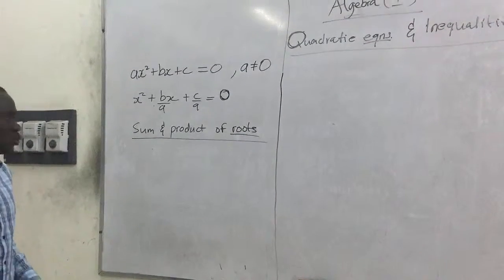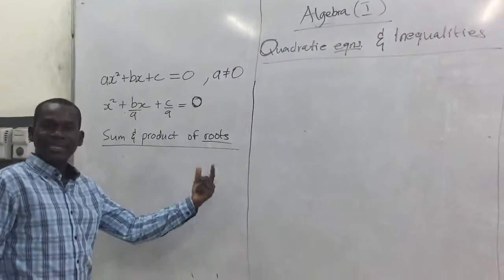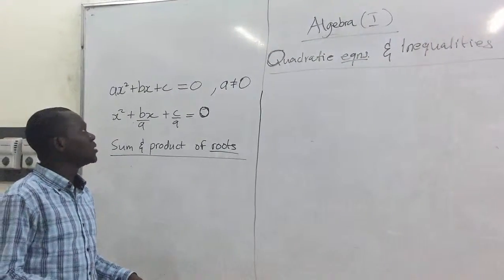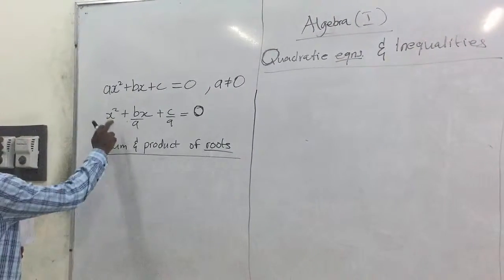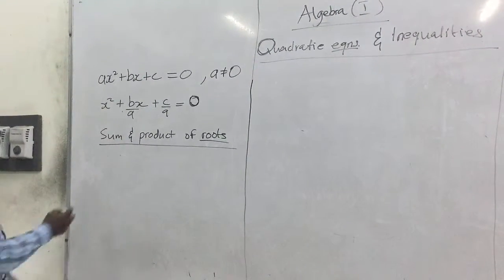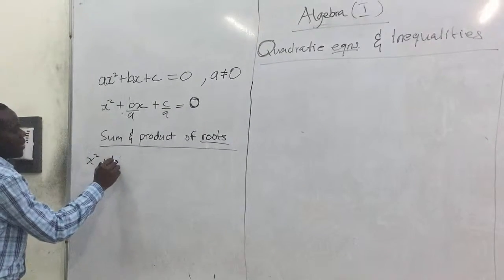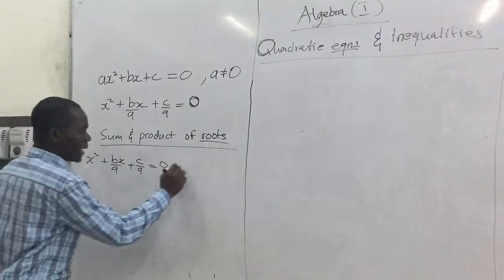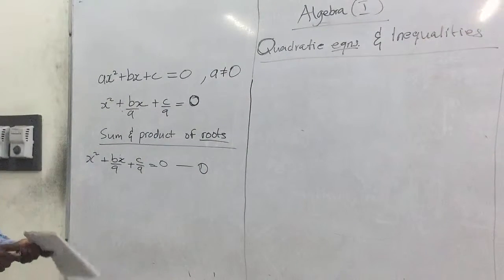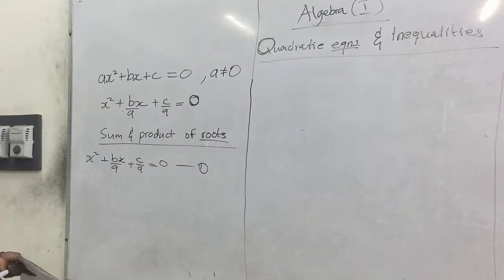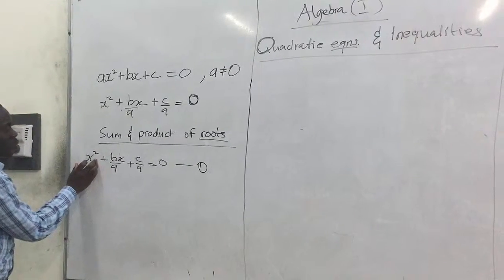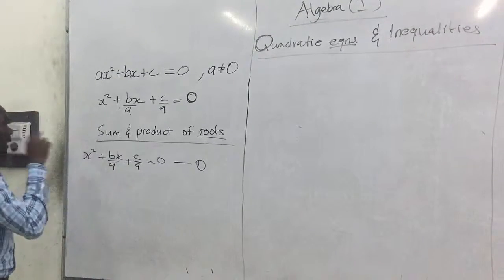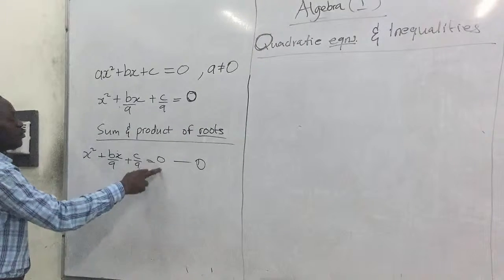As we are clear on that, what do we mean by sum and product of roots? Sum simply means addition. So when you say sum of roots, it means you are adding the two roots. Product of roots, it means you are multiplying the what? Two roots. So now let's pick this second general equation that we have here, that's x squared plus bx over a plus c over a equals 0 as equation 1 on its own. So here we say that we have the x squared with a coefficient of 1, x with a coefficient of b over a, and a constant term of what? C over a, all being equal to 0.